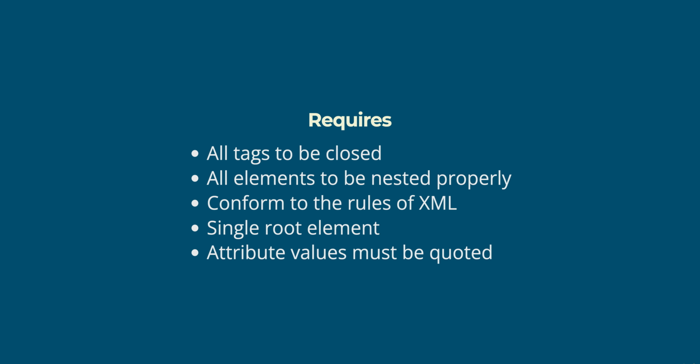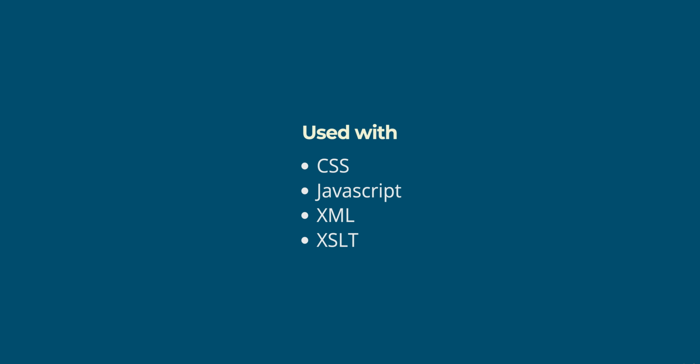XHTML also introduces new elements and attributes that are not available in HTML, such as name attribute and ID attribute. XHTML is typically used in combination with other technologies such as CSS for styling and JavaScript for interactivity. It is also commonly used in conjunction with XML technologies such as XSLT for transforming and displaying XML data.